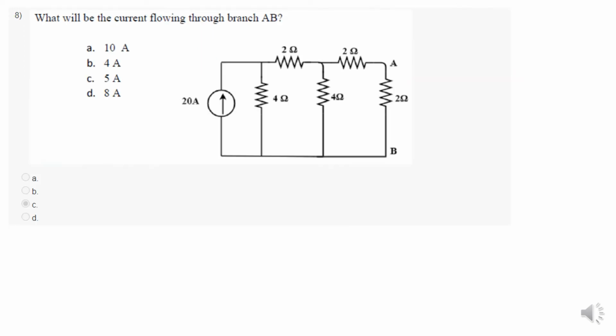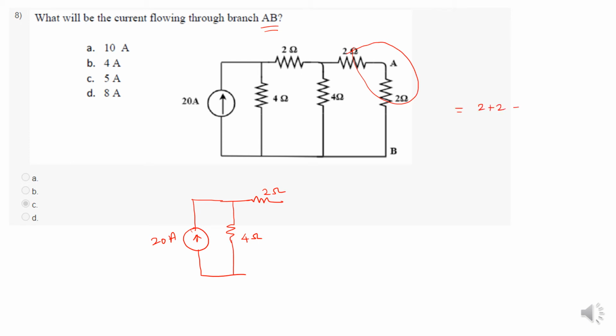Next, what will be the current flowing through branch AB? For finding out the current flowing through branch AB, first of all, I have to reduce this network. Okay, before that, first I have to draw the current source here. That is the 20 ampere current source. Then the parallel resistance, that is 4 ohm. Again, the resistance, that is 2 ohm. Okay, then see here, both are connected in series combination. What is the net? That is 2 plus 2, 4 ohm.